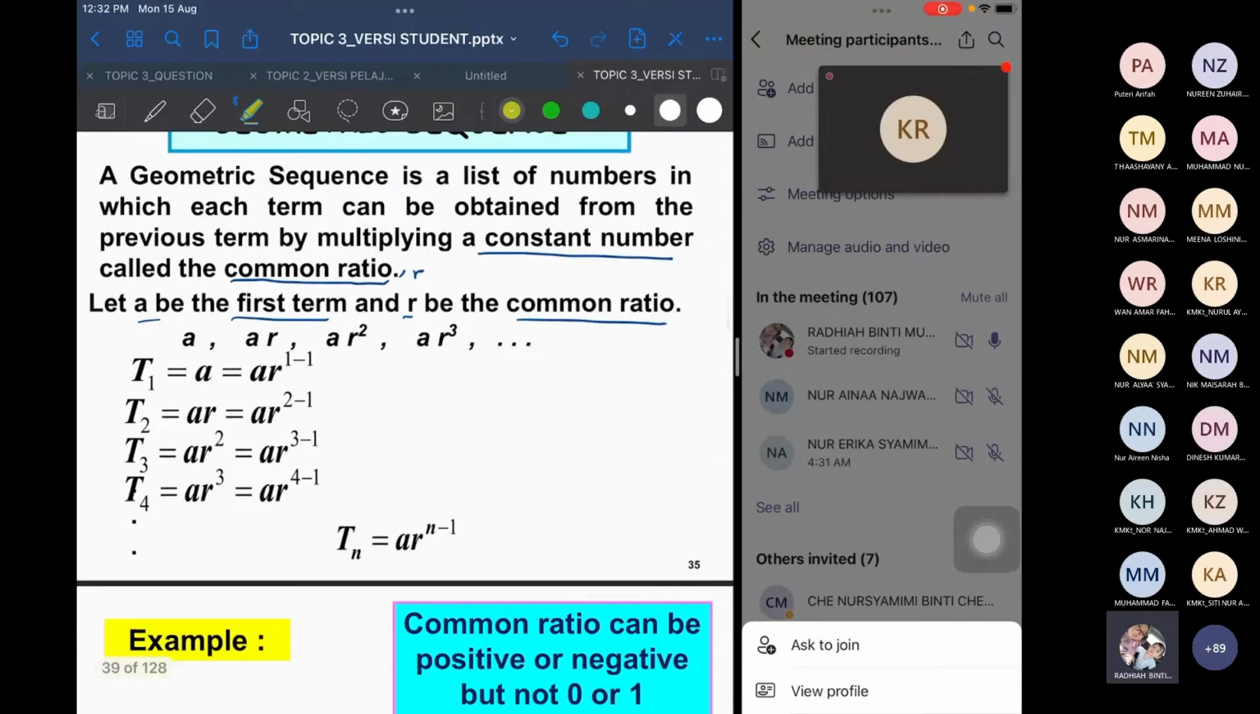Okay, so dia kata T1 is equal to A, which is AR^(1-1). Okay, T2 AR sama juga dengan AR^(2-1), term yang kedua. Okay, untuk term yang ketiga, dia punya formula adalah AR^2, which is AR^(3-1) dan seterusnya lah kan. So kita boleh tengok kita punya perubahan setiap sequence tu. Okay, so the general formula untuk n term untuk geometric sequence adalah AR^(n-1).